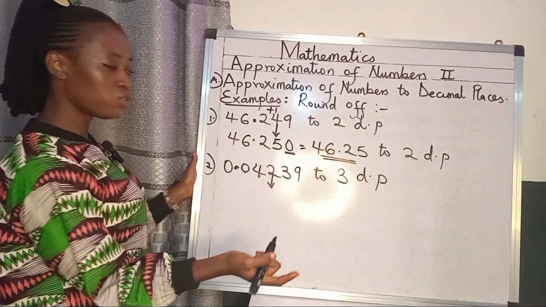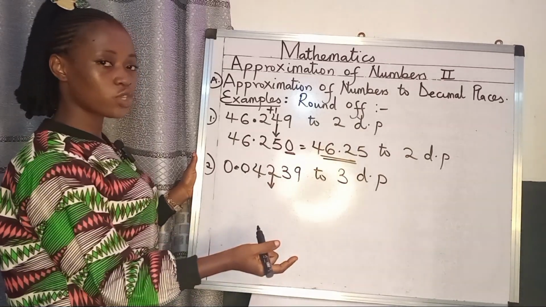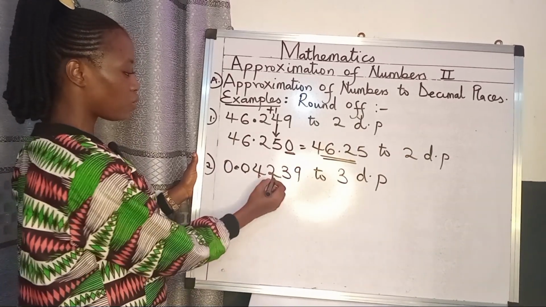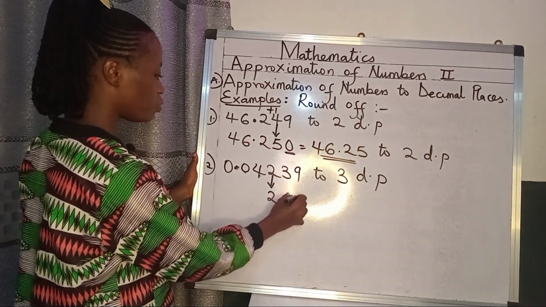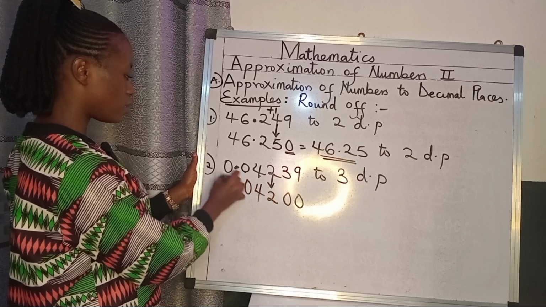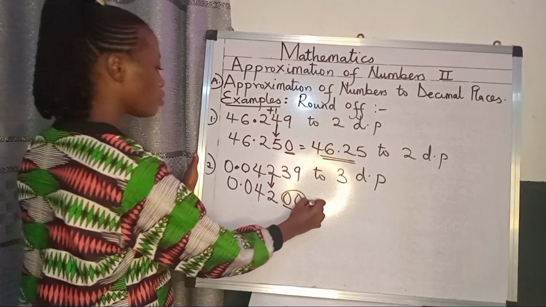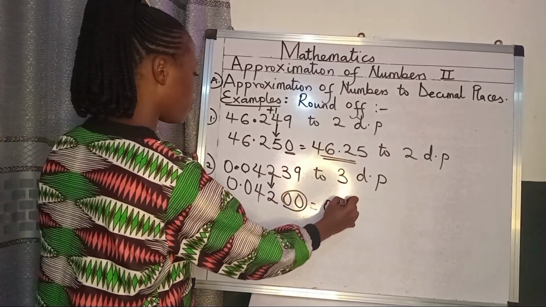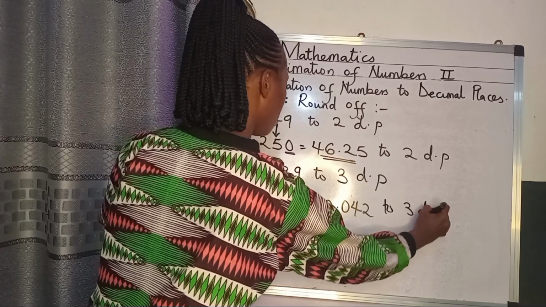Now I'm going to round off. My decider here is 3, right? Now 3 is not up to 5, therefore I'm rounding it down. I'm left with 2, okay? And every other number here will be 0, 0. Then I'm bringing down 4, bringing down 0, and then 0. Now all these zeros here are not relevant. So my answer is going to be 0.042 to three decimal places.